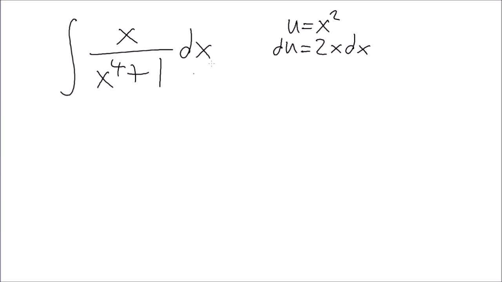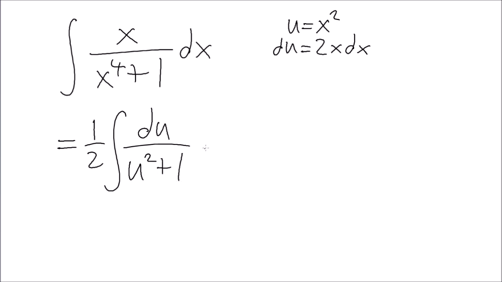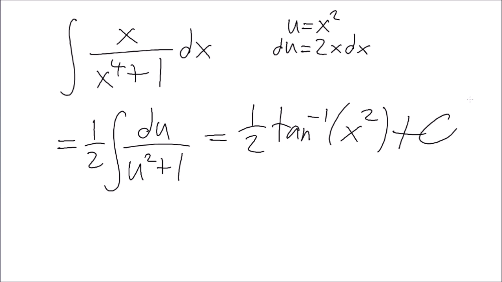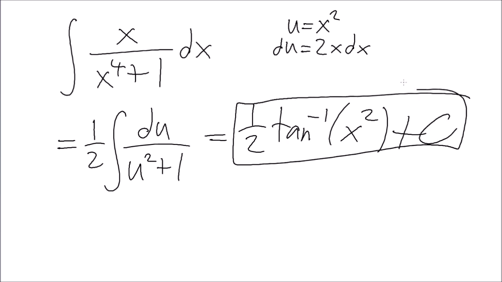Let's test it out. Okay, so then my du, we have a half integral. The x gets canceled out. So we have x^4, which is x squared squared, so this is u squared plus 1. Oh, this works out nicely. Why? Because this is just inverse tangent. Okay, cool. So we have inverse tangent of u, which is x squared, plus c, and you're done. Cool.